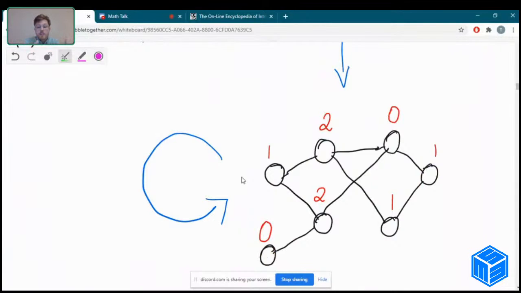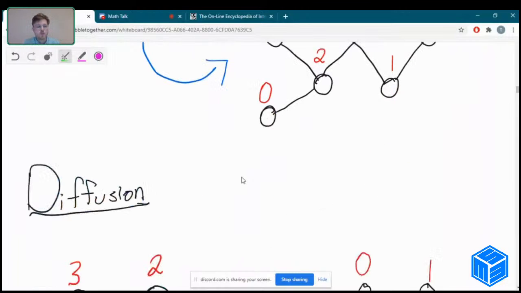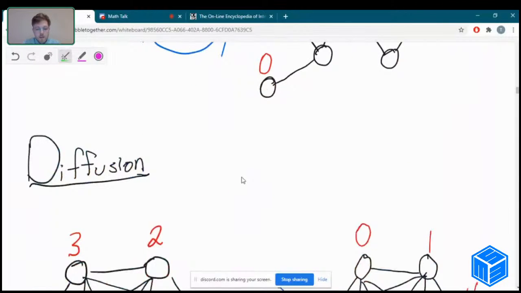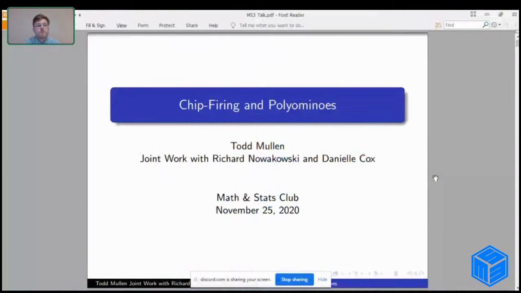So what I'm going to talk about today is diffusion, which is a variant of chip firing that was created by Dr. Duffy and his co-authors in a paper published in 2018. Here we go, diffusion. And here's where I'm going to try to bounce back and forth a little bit. So my next slide. What is diffusion?